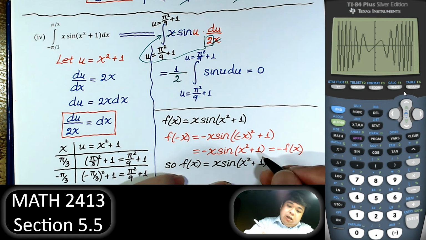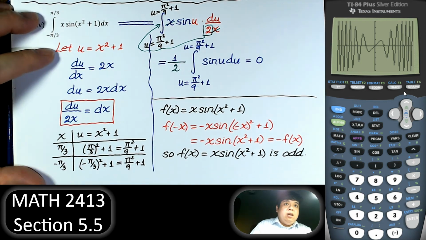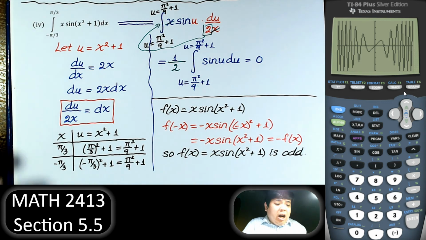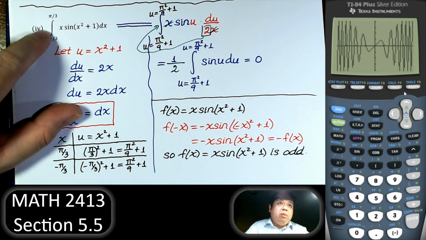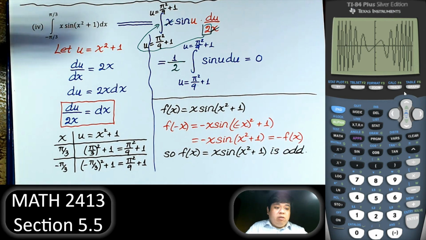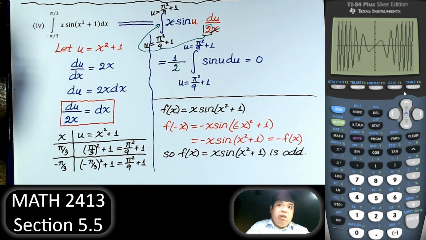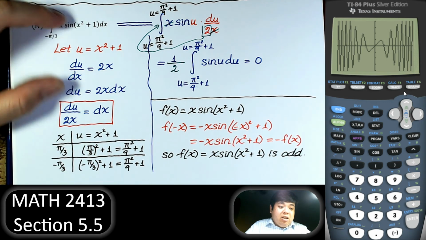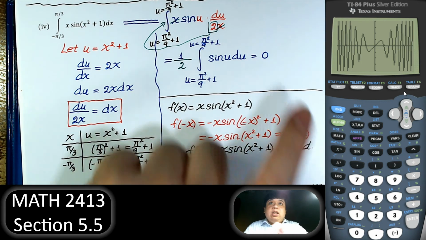So this function is odd. If it is odd and the limits are opposite, the integral should be equal to 0. By the way, just make sure that the function is defined as well. If the function inside is undefined at some point between negative pi over 3 to pi over 3, we cannot say that. But it is defined throughout from negative pi over 3 to pi over 3, because sine is defined everywhere, x is defined everywhere. So if it is defined within the limits, and the limits are opposite, the function is odd, it's going to be equal to 0.